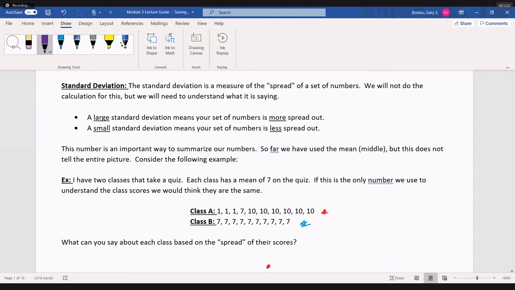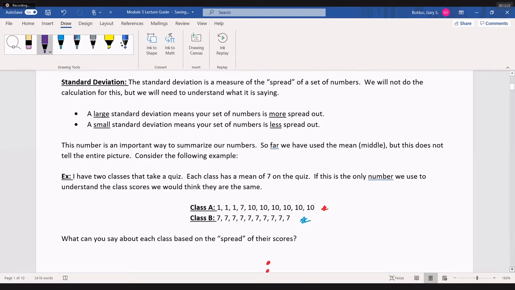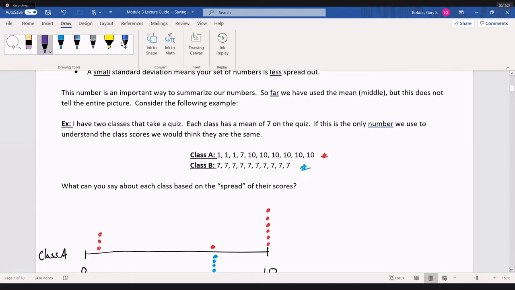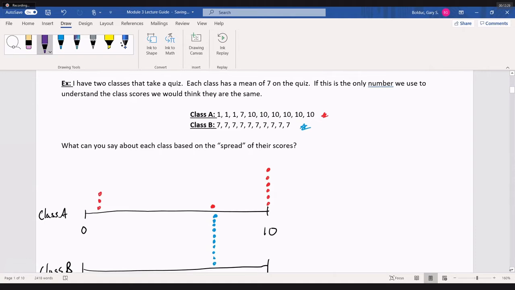All right, so let's consider the following example. So in this example, I've got two classes and they take the same quiz. So each class has a mean or average of 7. So each class has an average of 7 on the quiz. Okay, so 70%, that's a C. If this is the only number we use to understand the class scores, we would say they're the same. I come up to you, Class A, Class B, they both got 70% average, and you would say, okay, and in your mind, those scores are the same, because that's the only piece of information I've given you.